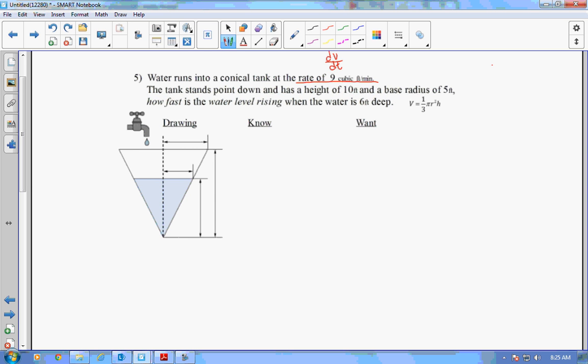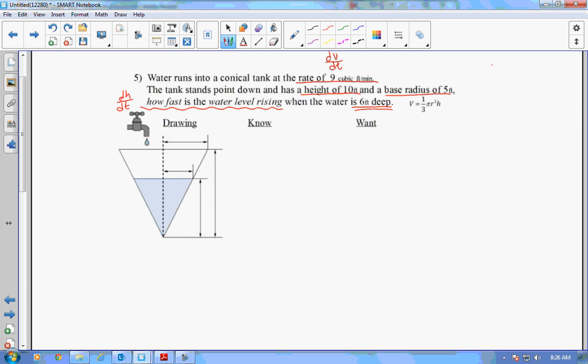The tank stands points down and has a height of 10 feet. That's probably important. And a base radius of 5 feet, even though the base radius is at the top because it's pointed down. How fast is the water level rising? That's a rate, isn't it? With respect to time. What with respect to time? If it's rising, height. So dH dt. When the water is 6 feet deep.